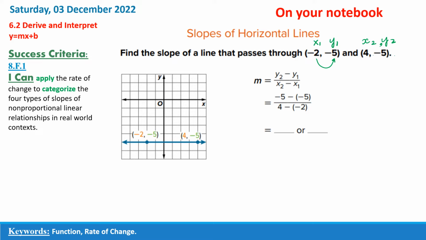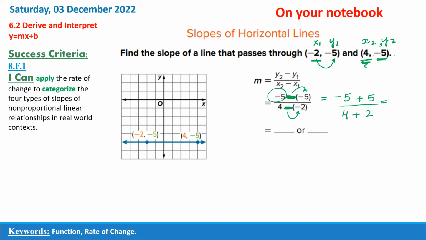Each x coordinate is associated with its y value. Now you write y2 as minus 5 here. Then write the formula: minus y1, that is already minus 5, divided by x2, which is 4, then minus x1, which is negative 2. Now write negative 5 first as it is. We know minus minus gives us plus, so 5 over 4 minus minus is plus 2.